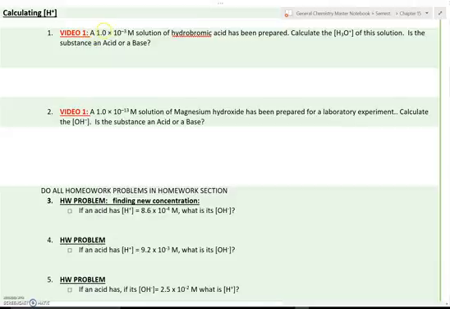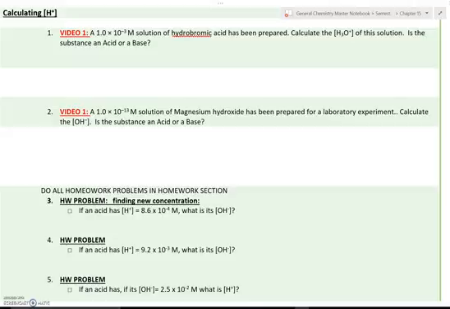We have a 1 times 10 to the negative third molar solution of hydrobromic acid that has been prepared. Calculate the H3O+ concentration of this solution, and then is this solution an acid or a base?